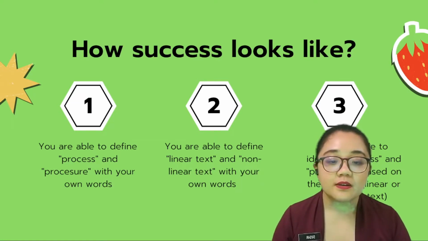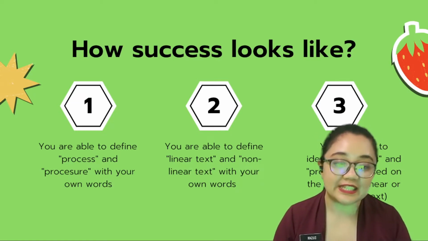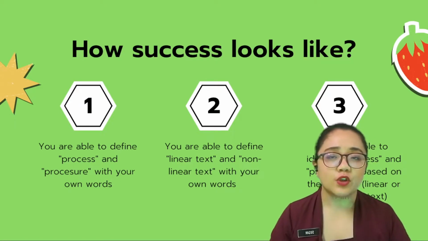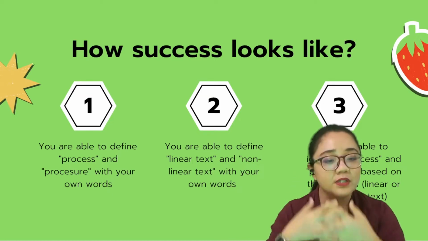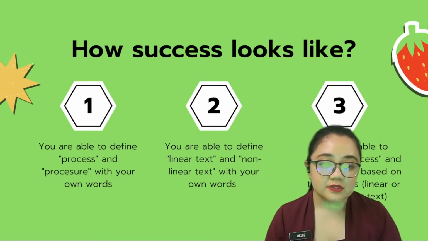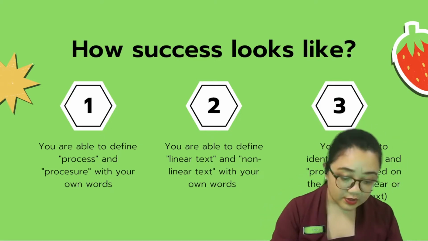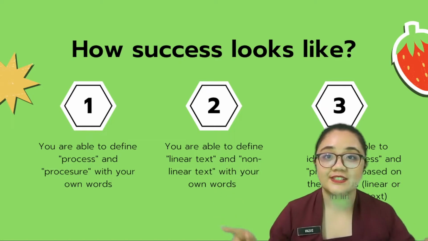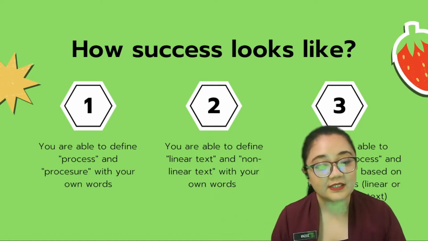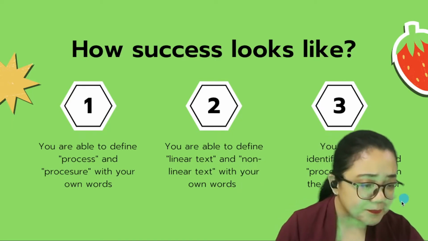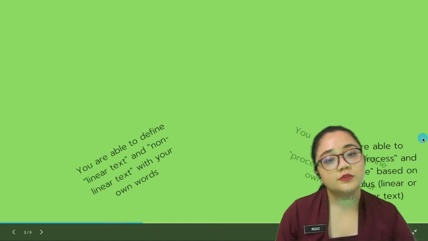Next, you're able to define what is linear text and non-linear text. Then, you're able to combine the two concepts into one. And you should be able to identify what is process, what is procedure based on the stimulus given. The stimulus can be in the form of linear or non-linear text.